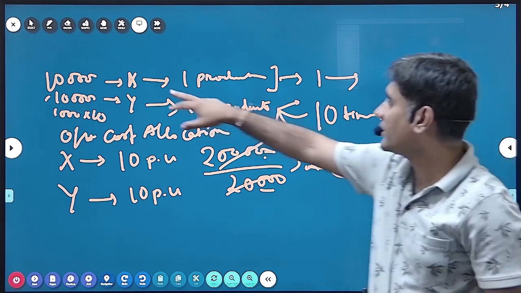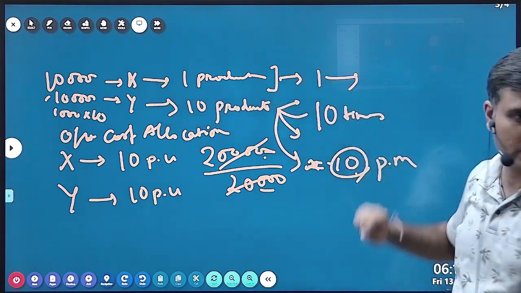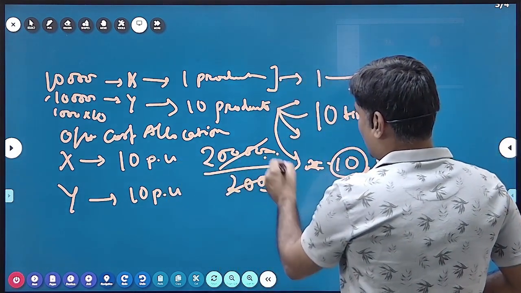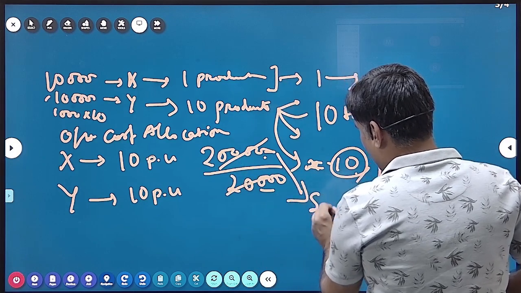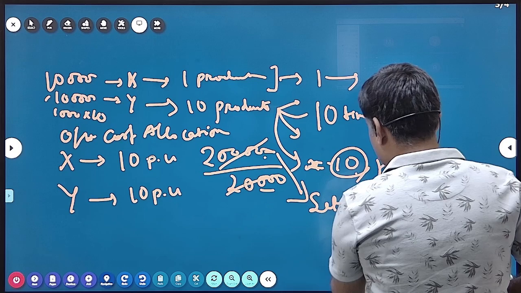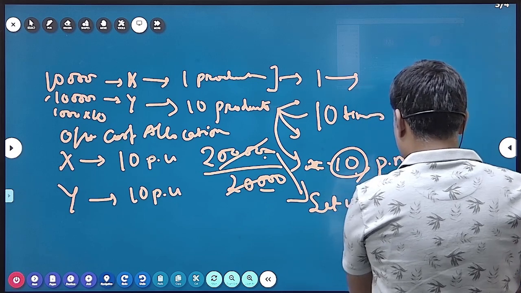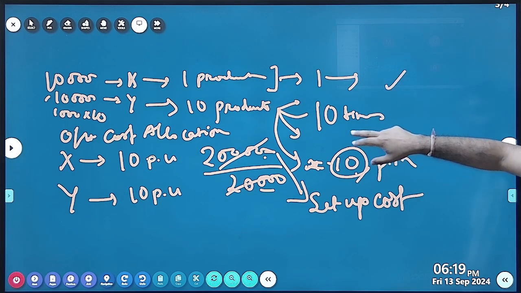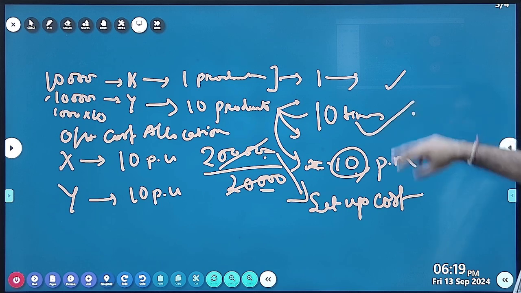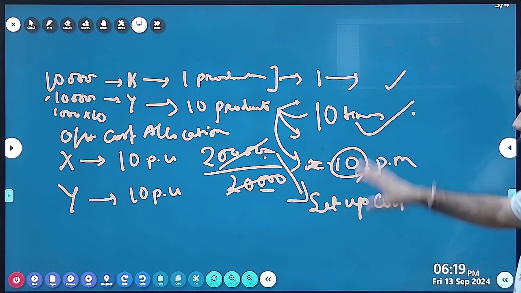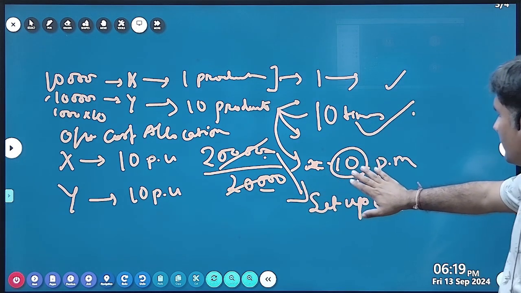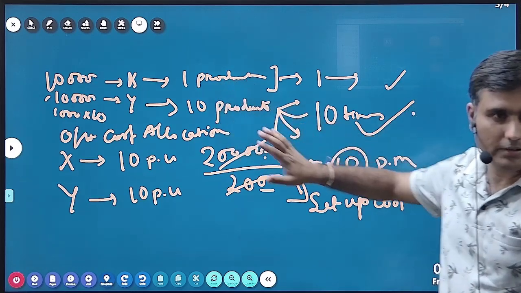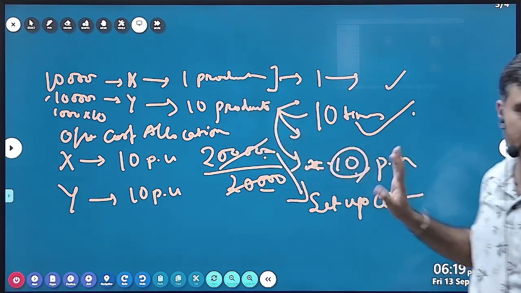But product X was set up only once. This overhead cost, we say it as setup cost. You name it as setup cost. So product X was set up only once, but product Y was set up 10 times. But what we are doing is allocating 10 rupees per unit for product X and 10 rupees per unit for product Y. This is our traditional approach.